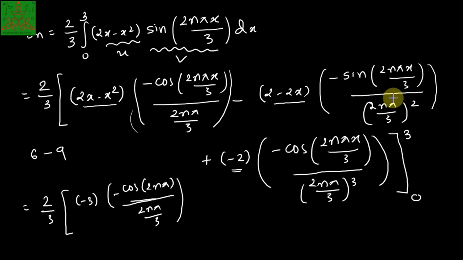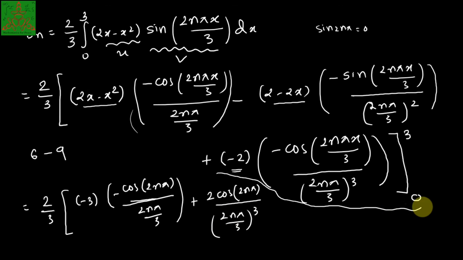When I substitute 3 here, this will become 0 because sine 2n pi is 0. Now this quantity is left. When I substitute 3 here, minus minus becomes plus 2 times cos 2n pi upon 2n pi by 3 whole cube. Then when you substitute 0 here, this quantity will become 0. Sine 0 is 0, so that's why this is also 0.